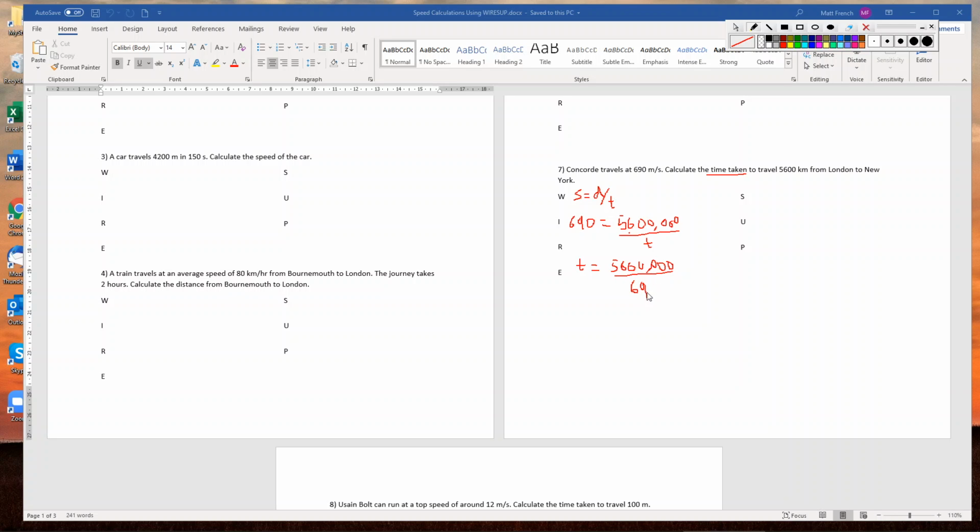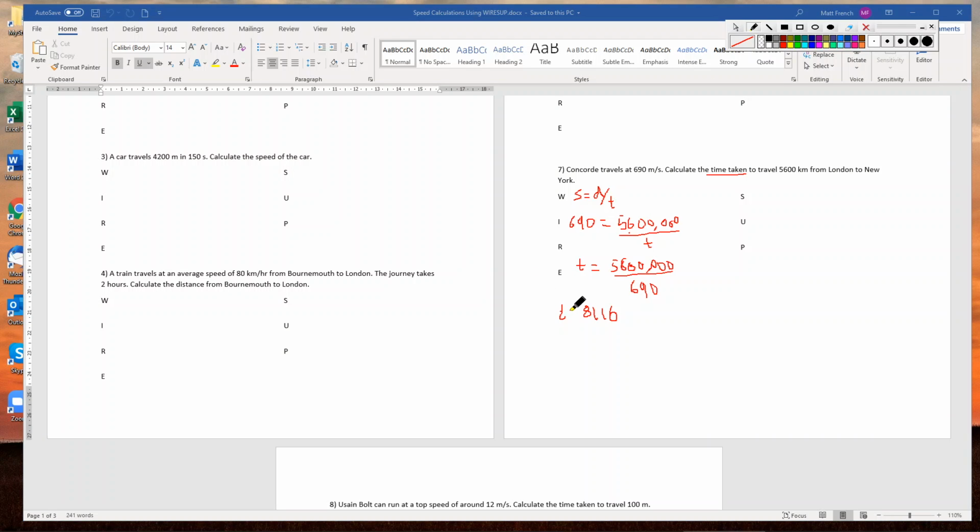So we've got 5,600,000. And we're dividing that by 690. So the answer we get is 8,116 if we round it to 4 sig figs. Sorry, that shouldn't have gone up there, should it? Because that number should go down in the evaluation box down the bottom. So that number should have ended up down here. That 8,116 should have ended up down at time equals.